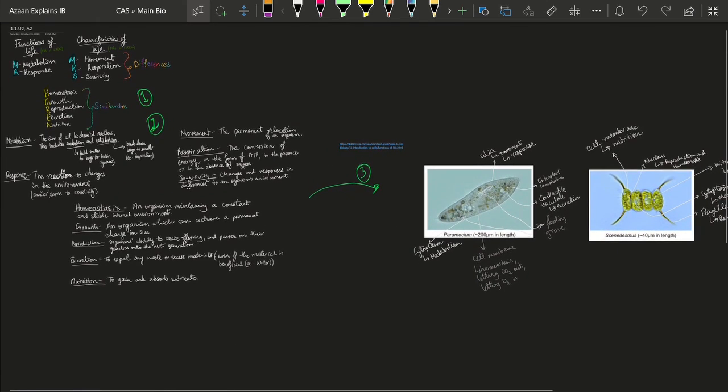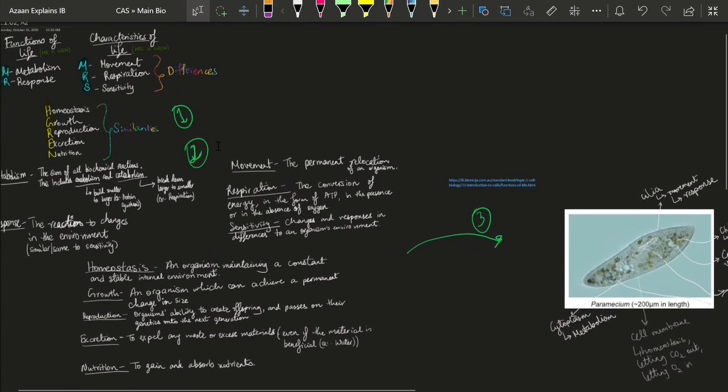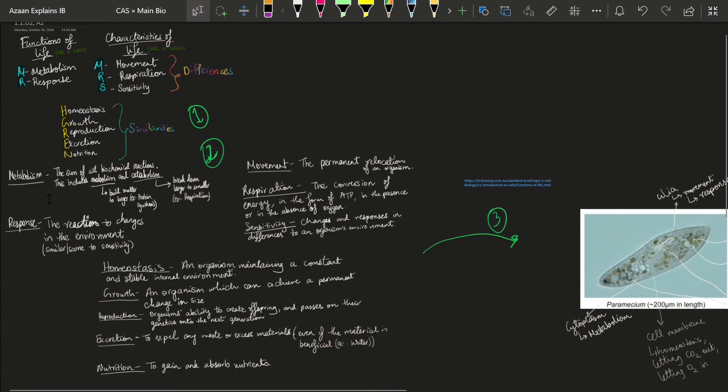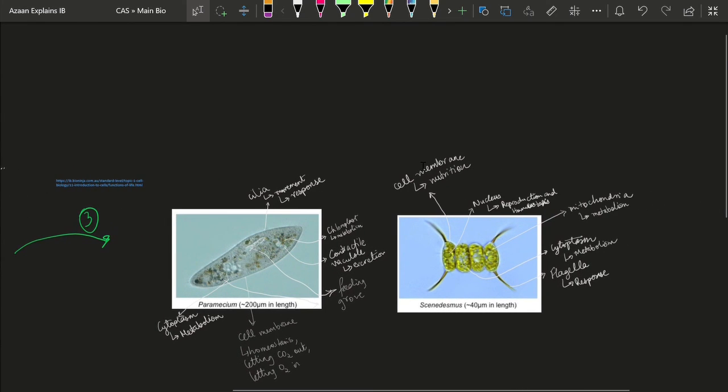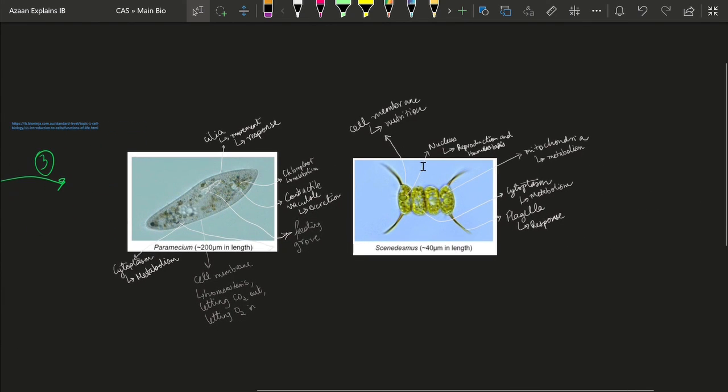Alright then, that concludes. So to summarize, we looked at the functions and characteristics of life, and we then talked about how these functions of life are carried out by cells, single-celled organisms such as Paramecium and Desmus, which need to be annotated, and you need to explain, or at least briefly outline, how each of the parts of the cell are attributed to a function of life.